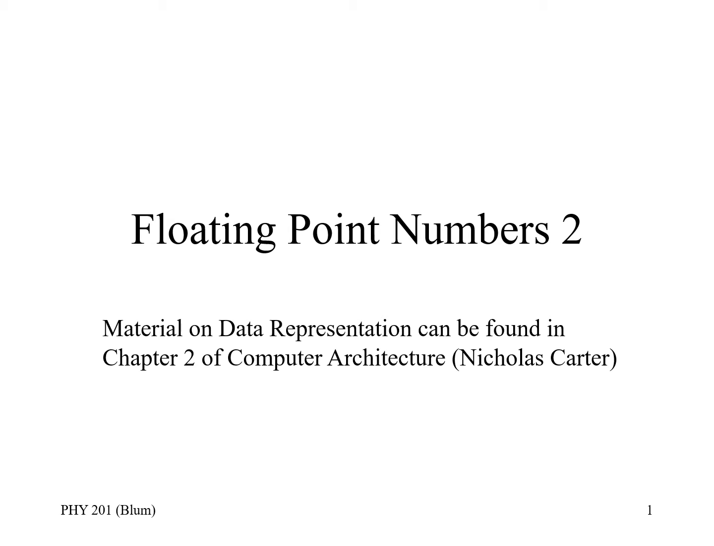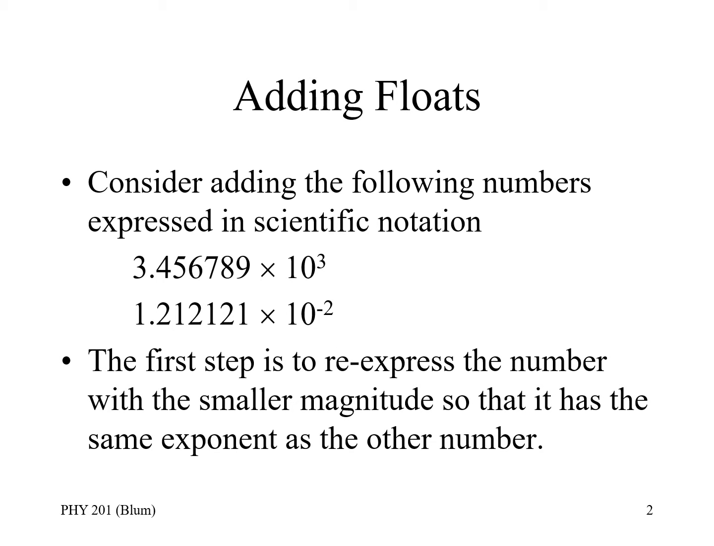This presentation is a continuation of our discussion of floating point number representation. We want to consider adding floats. Let's consider it first in scientific notation. Let's add the number 3.456789 times 10 to the 3 and 1.212121 times 10 to the minus 2.